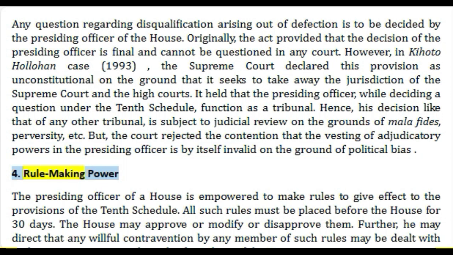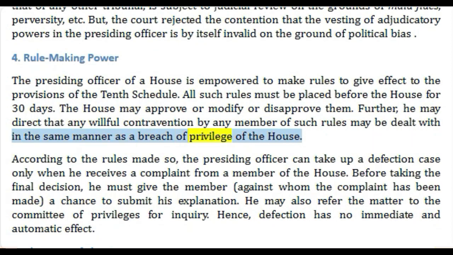4. Rulemaking power. The presiding officer of a house is empowered to make rules to give effect to the provisions of the 10th Schedule. All such rules must be placed before the House for 30 days. The House may approve or modify or disapprove them. Further, he may direct that any willful contravention by any member of such rules may be dealt with in the same manner as a breach of privilege of the House.